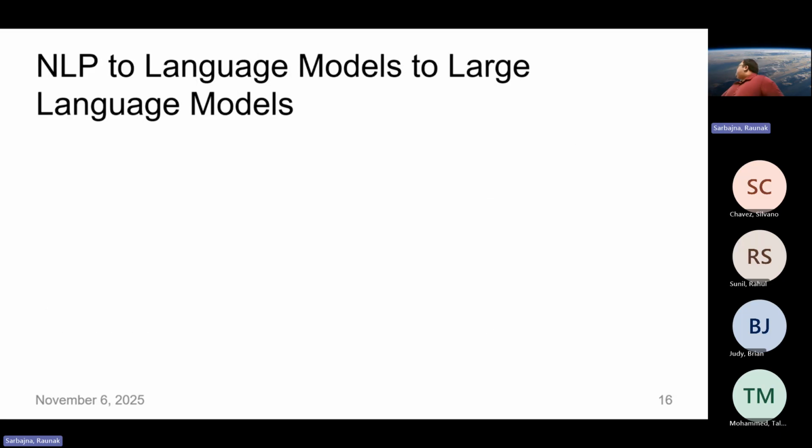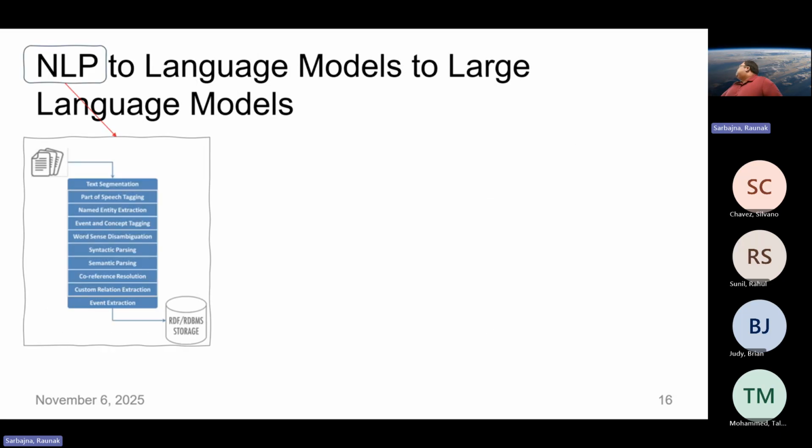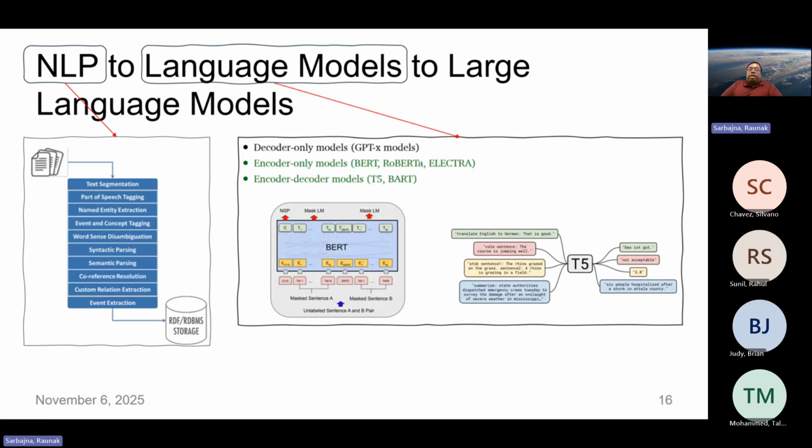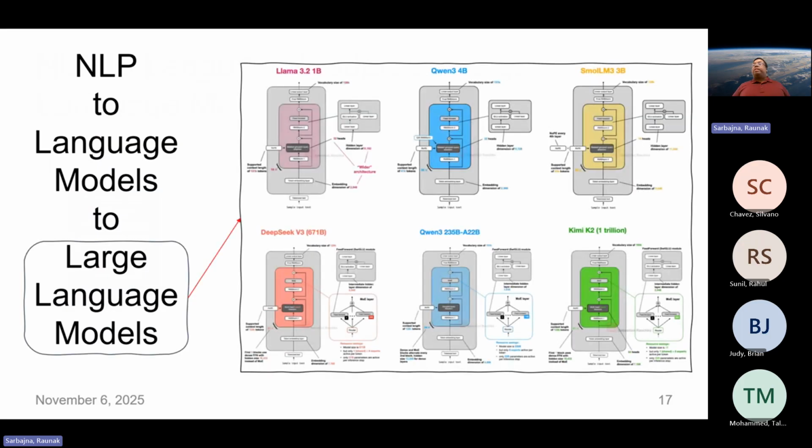So original NLPs moved to language models, moved to large language models. This was the original structure of older NLPs. It's pretty much not used at all these days. Then we moved to language models: BERT, RoBERTa, Electra, all the different models like that, and the encoder-decoder models. You can see an example of BERT here. You'll find papers published on BERT even to this day, but it is slowly being pushed over by large language models. And from these, we move to very large language models.